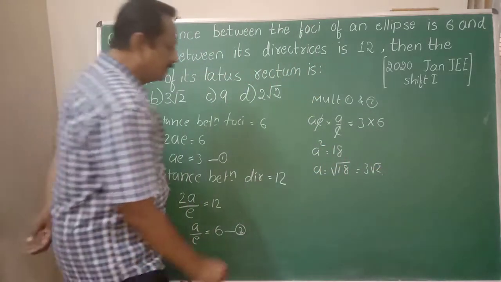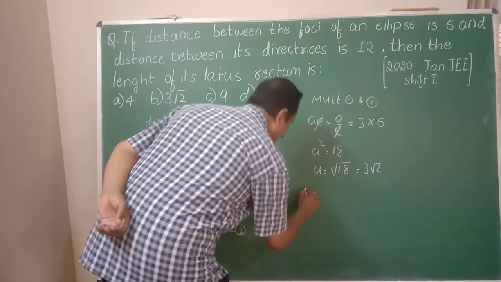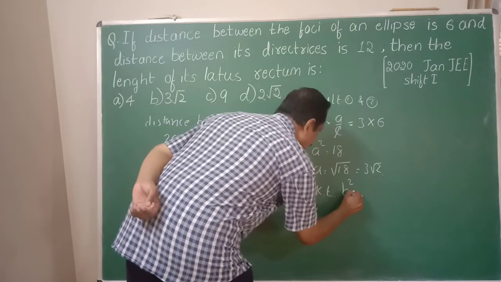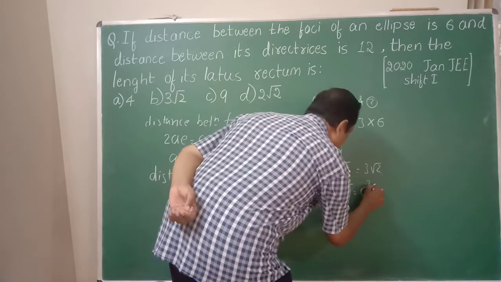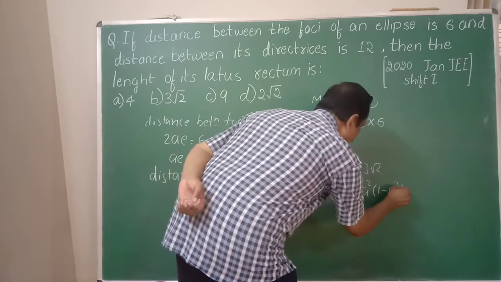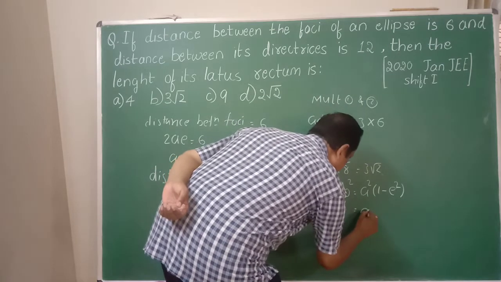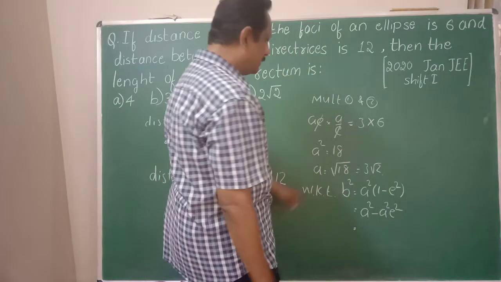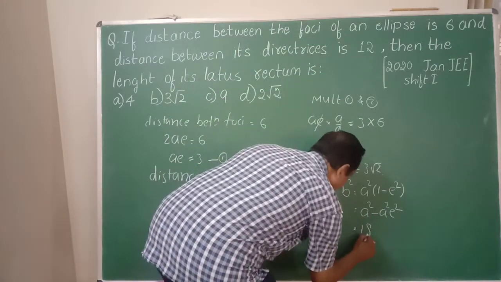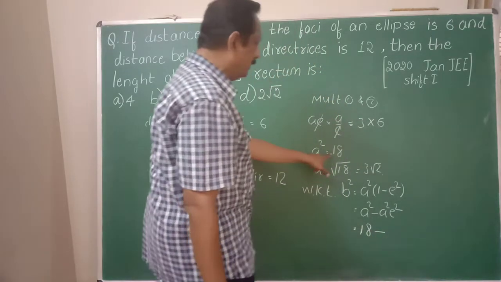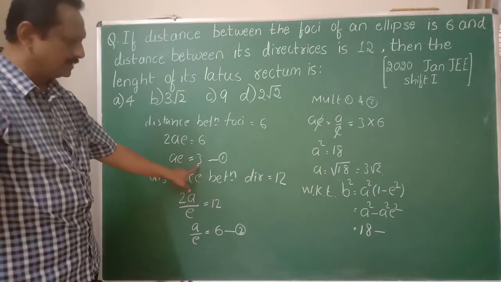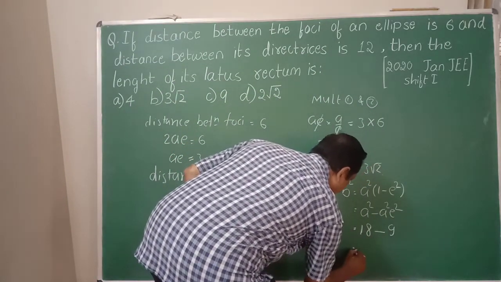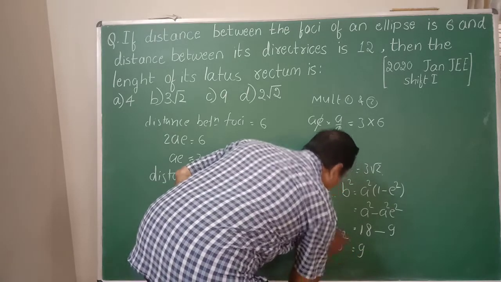Okay. Next we know that here it is an ellipse. Therefore we know that b square is equal to a square into bracket 1 minus e square here. Therefore take a square inside the bracket. a square minus a square e square. Here a square is 18, so write here 18 minus. a square into e square: a into e is 3, 3 square is 9. 18 minus 9 becomes 9 here. Hence b square is equal to 9.